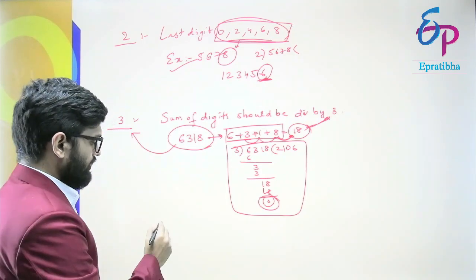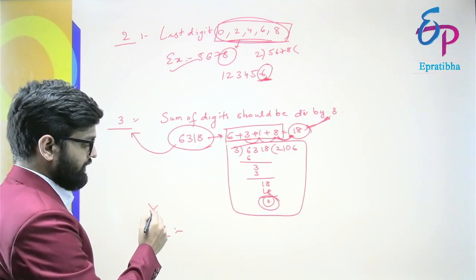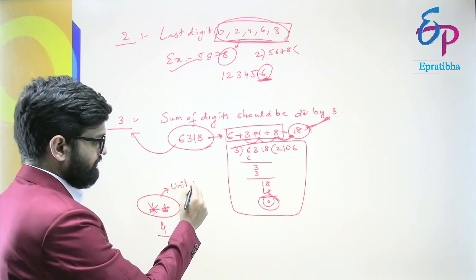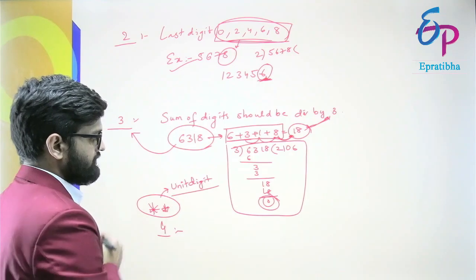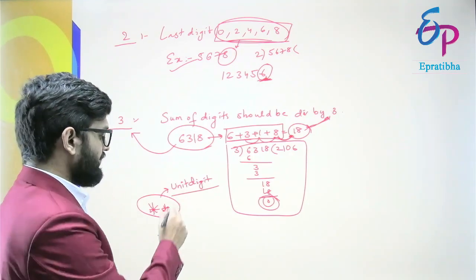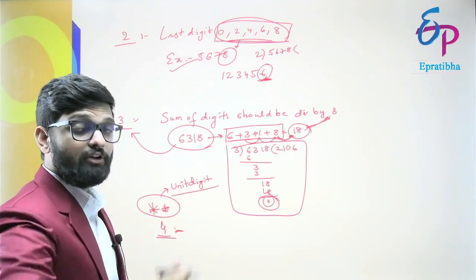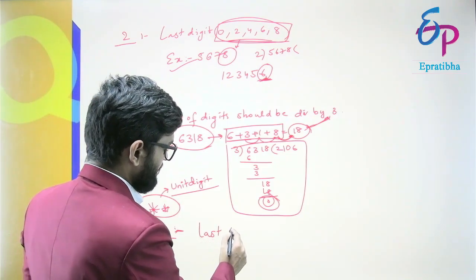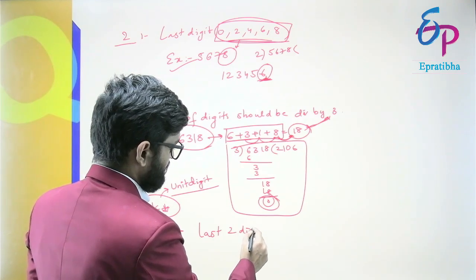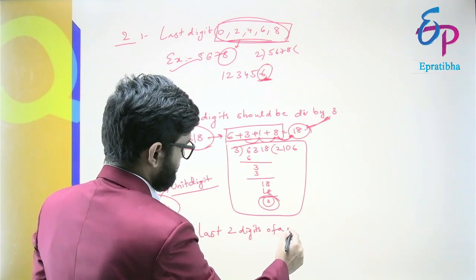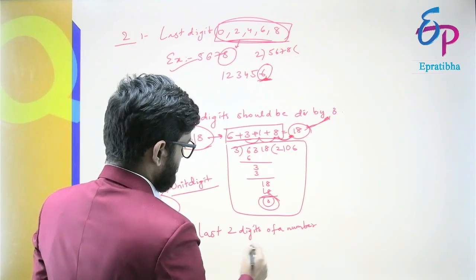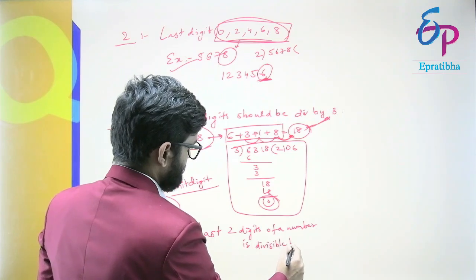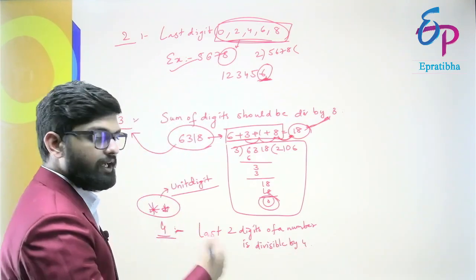So moving on, how can you tell whether a number is divisible by 4? This is very important. The entire unit digit concept will depend on this divisibility rule only. So the shortcuts are very important. How can you tell whether a number is divisible by 4 without actually dividing it? You have to just check whether the last 2 digits of a number are divisible by 4. Then the entire number is divisible by 4.